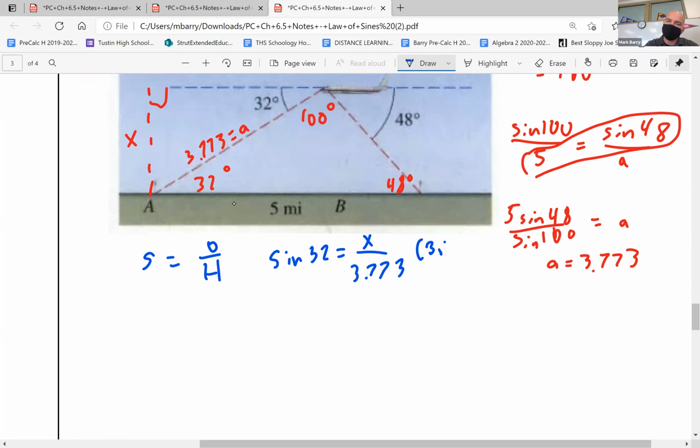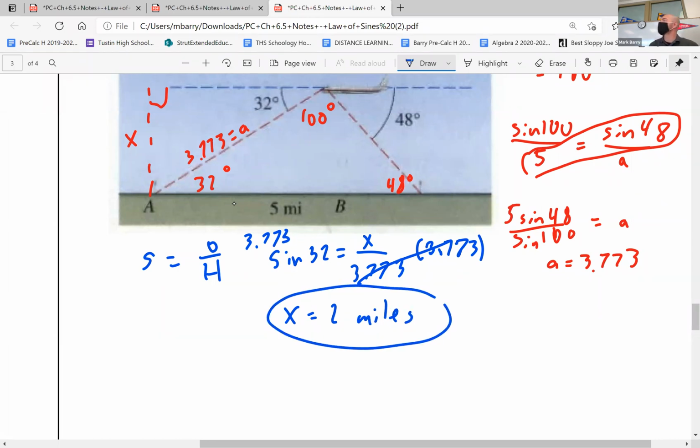Can multiply that over to the other side. 3.773 times sine 32. And that answer is so close to 2 that I'm going to go ahead and call it 2 miles. Awesome. So definitely a multi-step problem there, but it was fun. All right.